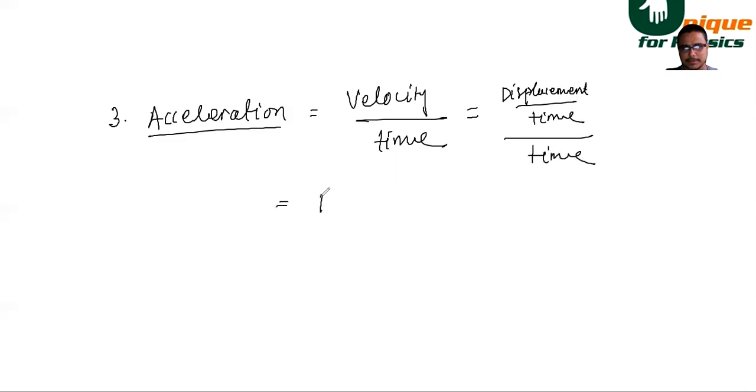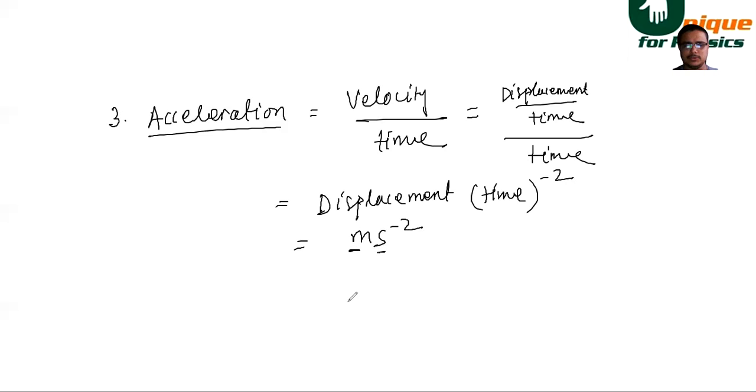So we got displacement, one physical fundamental quantity, that is length, and then time to the power minus 2. So we got meter and second to the power minus 2. So two fundamental quantities, length and time. So this is also a derived quantity.